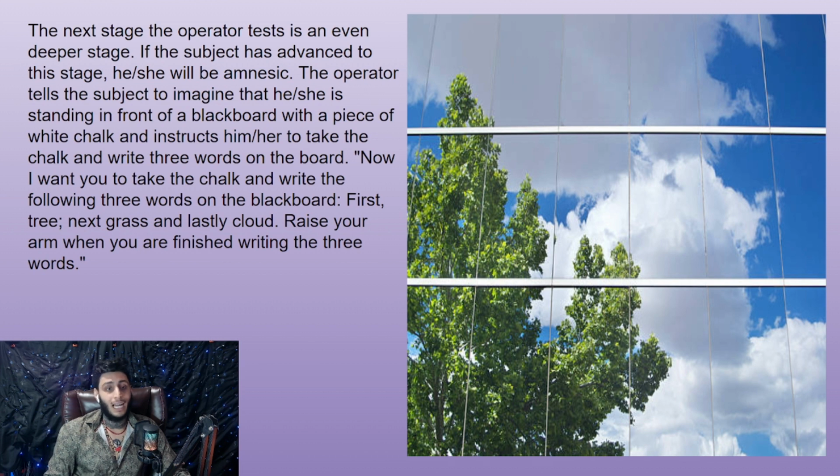The next stage, the operator test, is an even deeper stage. If the subject is advanced to this stage, he or she will be amnesic. The operator tells the subject to imagine that he or she is standing in front of a blackboard with a piece of white chalk and instructs him or her to take the chalk and write 3 words on the board. Now I want you to take the chalk and write the following 3 words on the blackboard. First, tree. Next, grass. And lastly, cloud. Raise your arm when you are finished writing the 3 words.